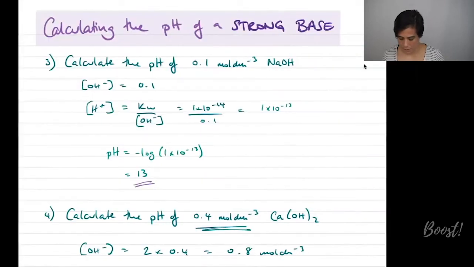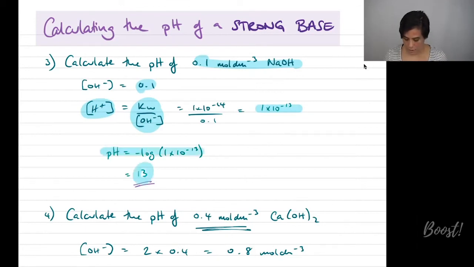Okay, so as we said, we can equate the concentration of the OH minus ions to the concentration of the base if we have 1 OH minus ion per base. So 0.1 is the concentration of our base, so we can just put that there, and we need to then put this into the Kw expression in order to find the concentration of H plus, which we find is 1 times 10 to the minus 13. Putting that into the pH equation gives us a pH of 13.